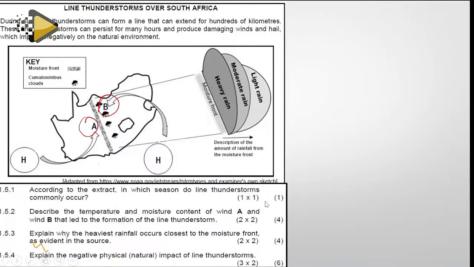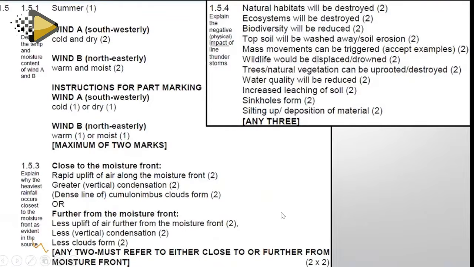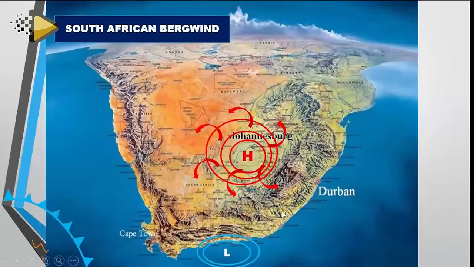heavy rainfall that's going to result in flooding, that is going to destroy natural habitats. It's going to cause soil erosion. It's going to destroy habitat. So it's the same impacts. The impacts are not going to change. It's going to remain the same.